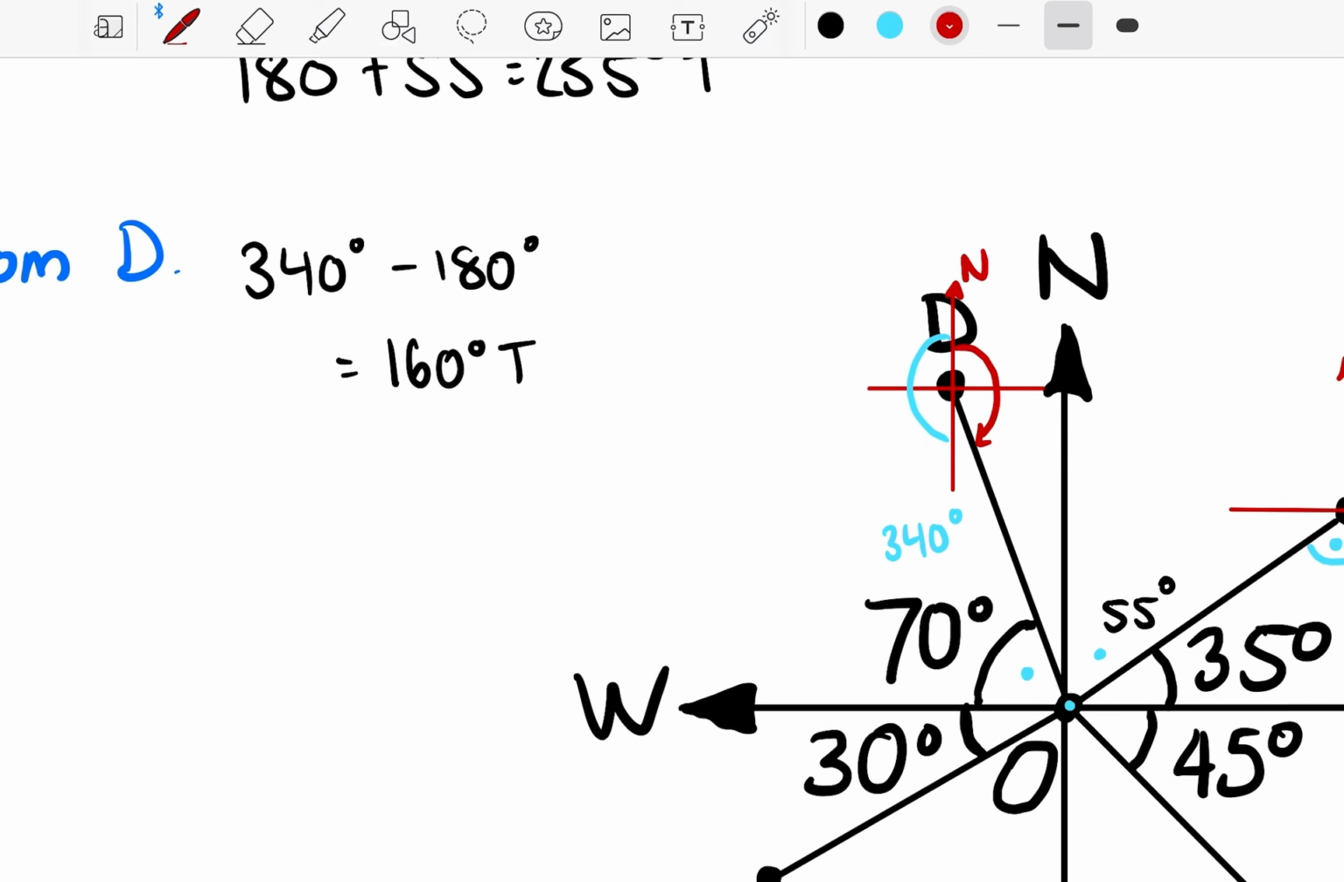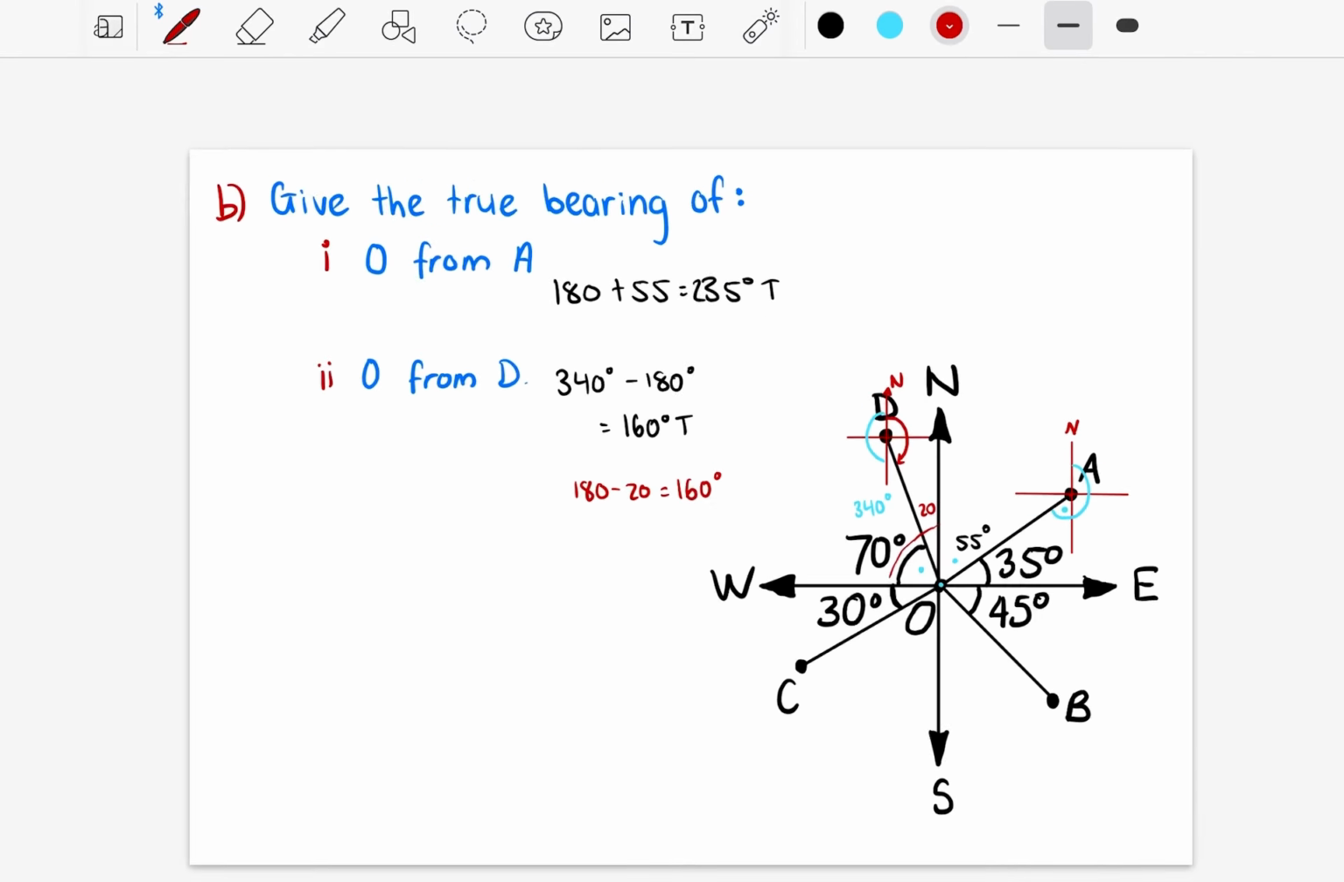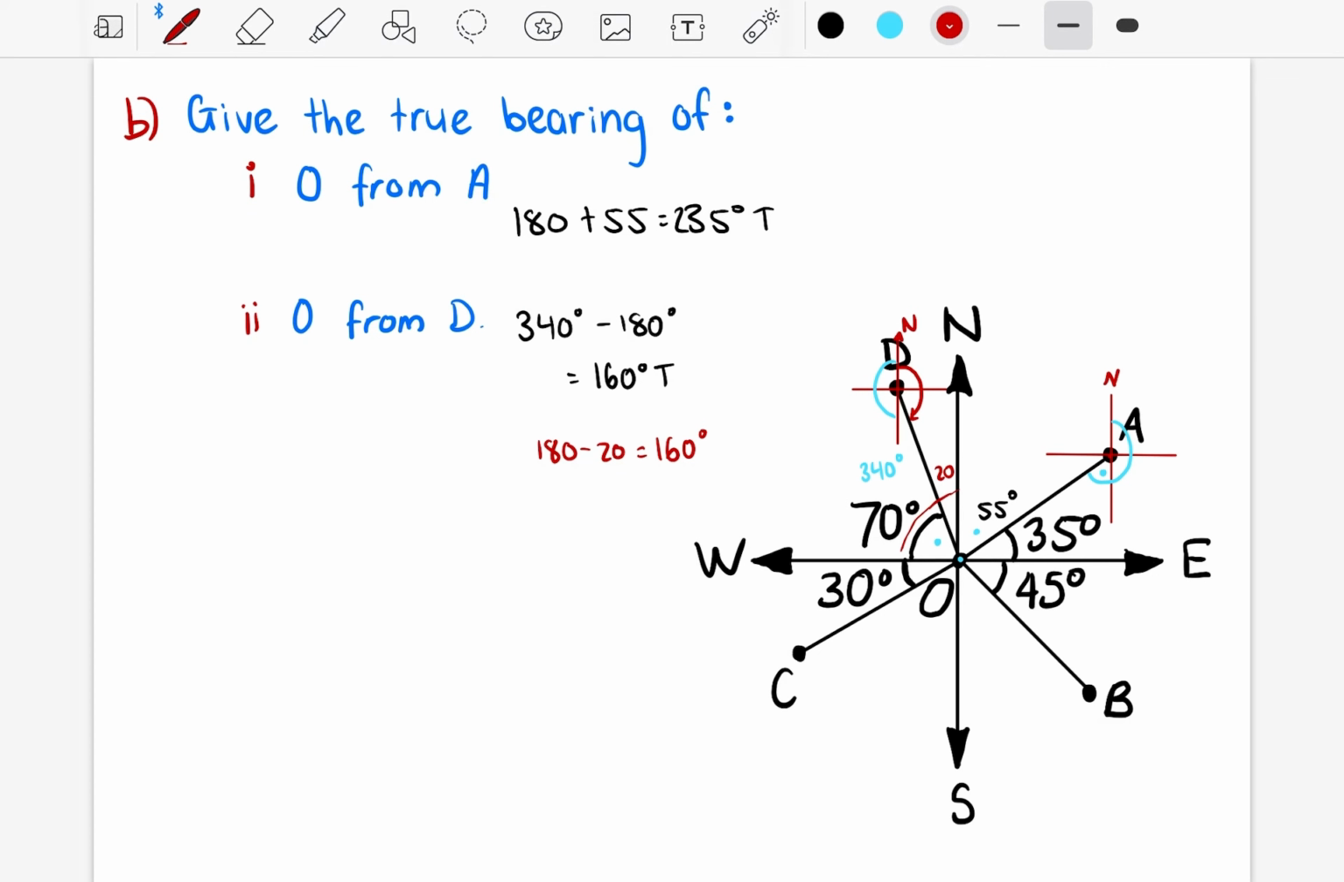Now the other quick way you could do it is you go 180 take away. If I know this is 90 degrees from here to here, and we've got 70, that means that's going to be 20. So I would go 180 take away 20, and that's going to give me that 160. So either of those two methods can work. It all depends on which one you would like to use. Thank you for watching my video, and I hope that made sense.